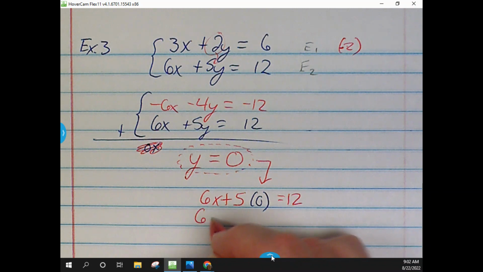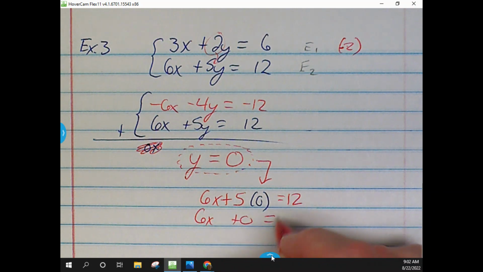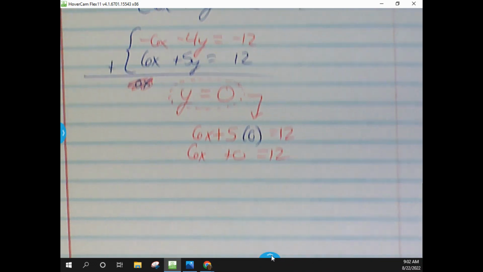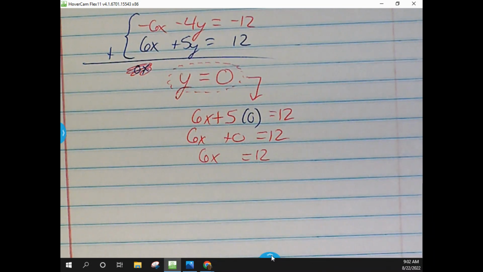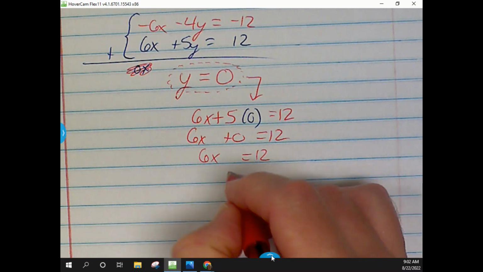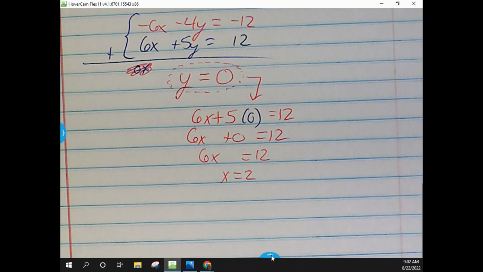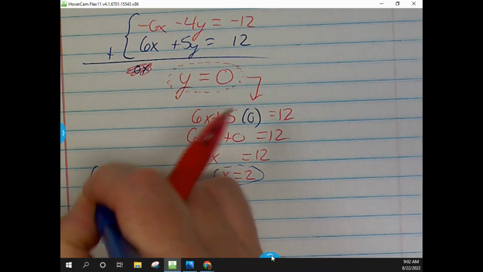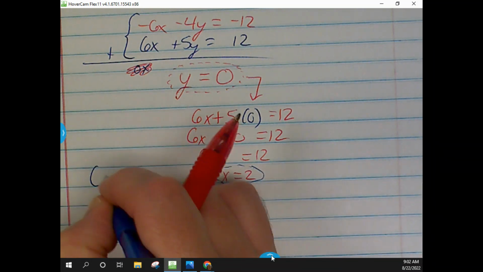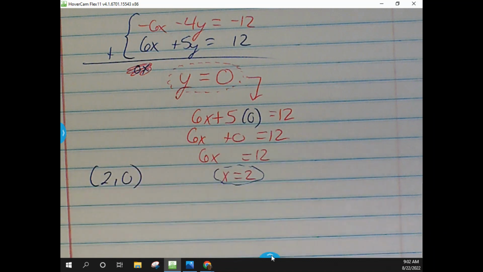So that's 6x plus 0 equals 12, which again, if it's 0, it doesn't really do anything to it. So that's just 6x equals 12. Divide both sides by 6, and we get x equals 2. Okay, so ordered pair answer: (2, 0).